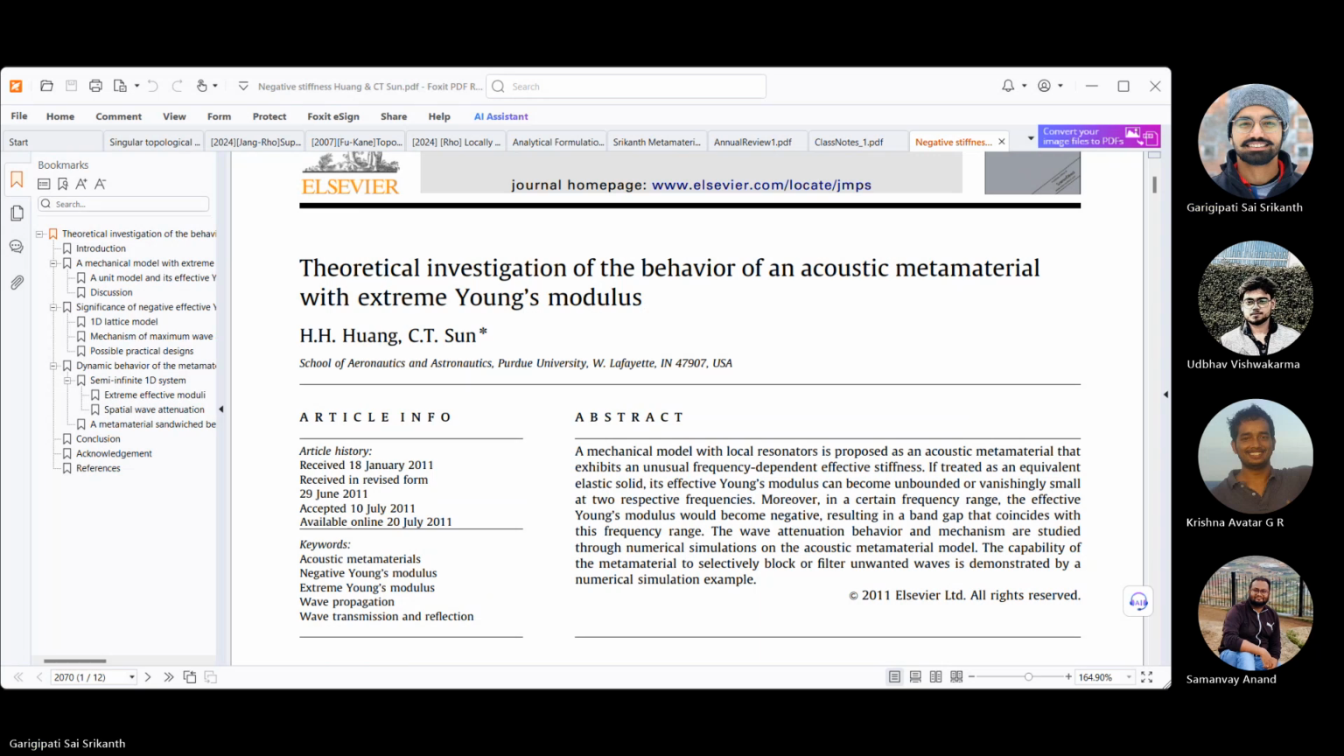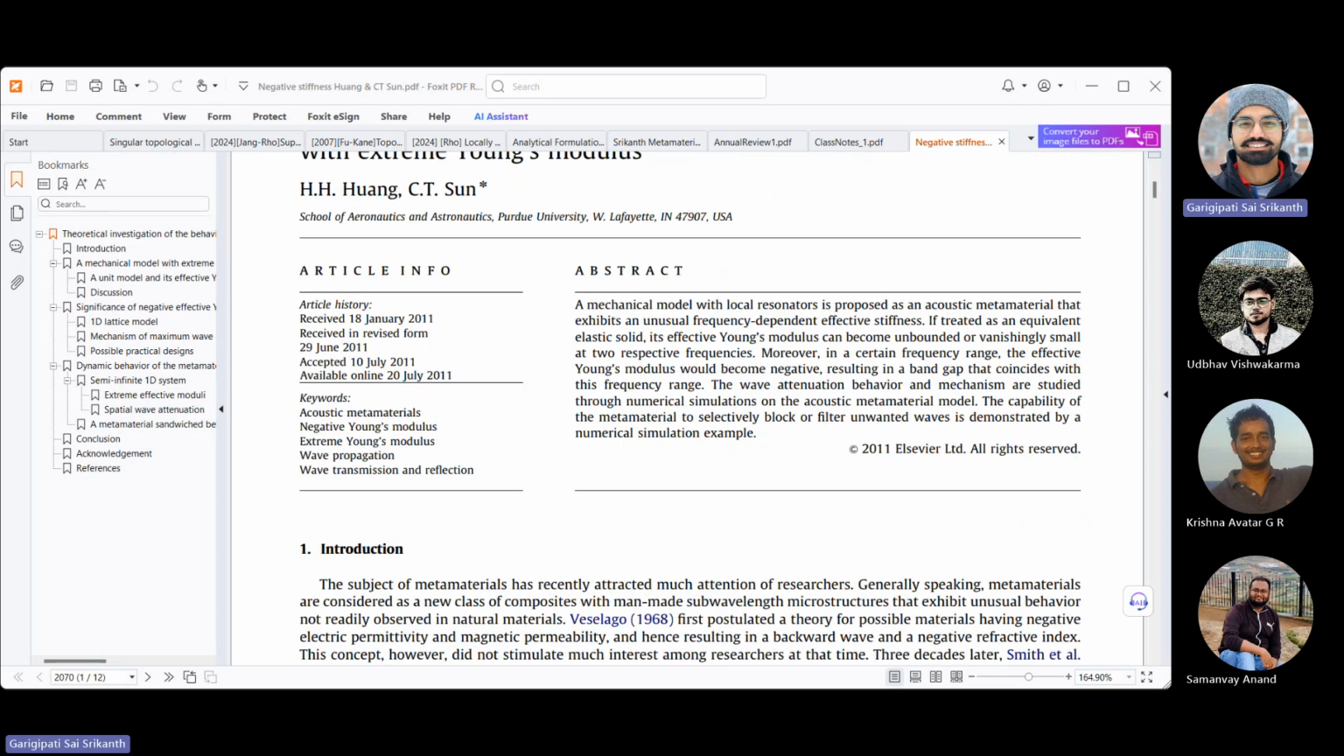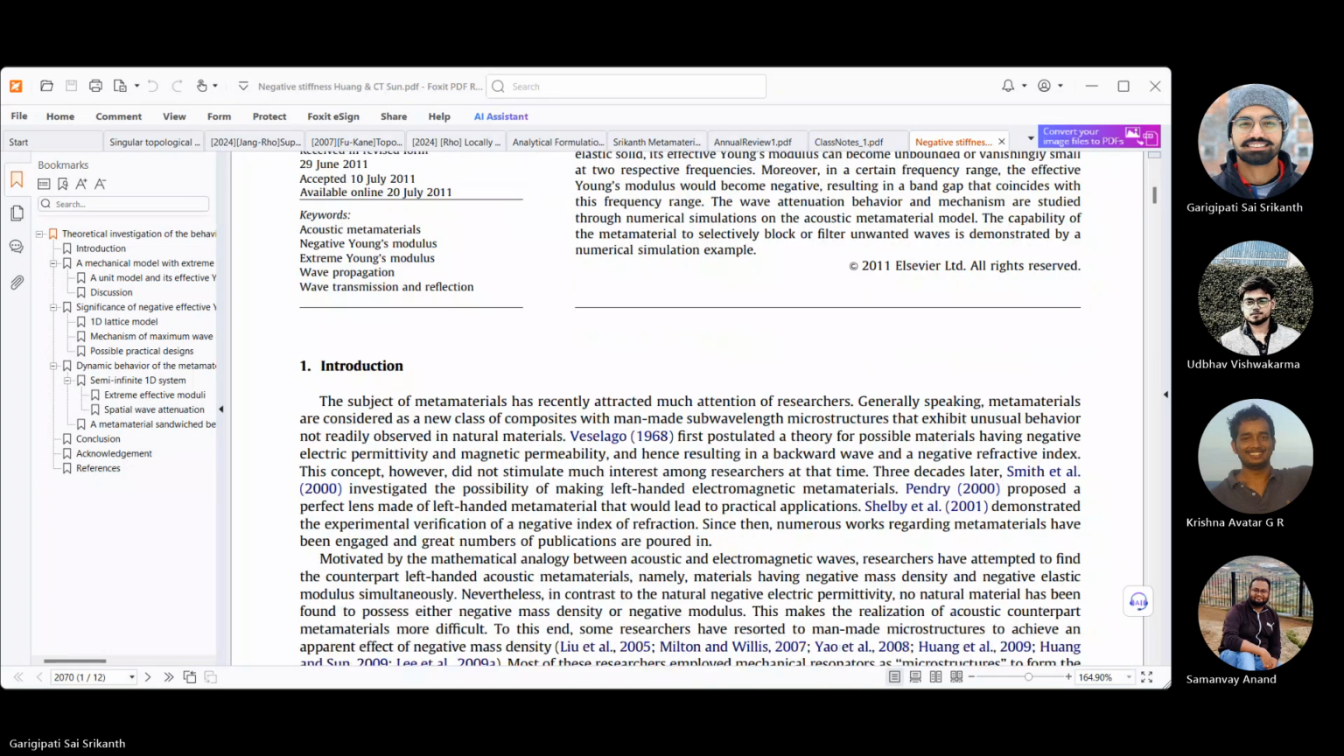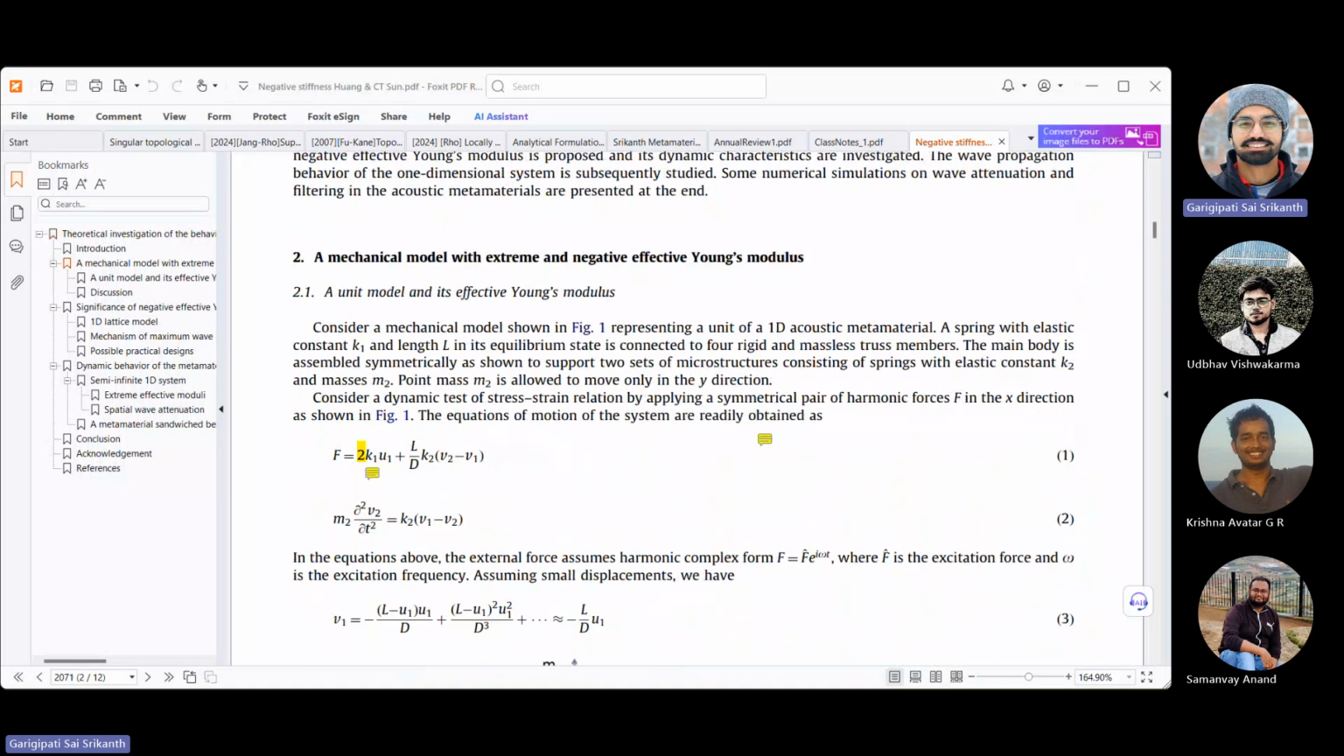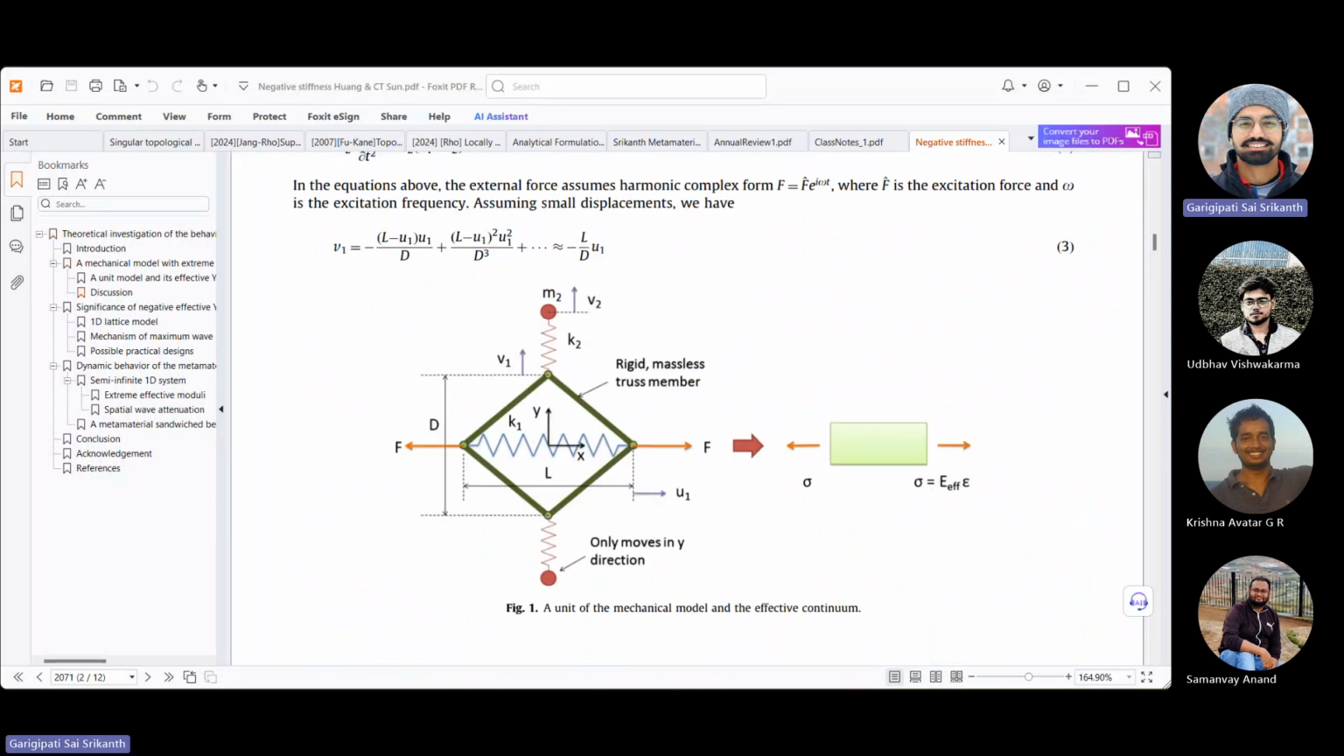Later we'll find out that the lateral local resonance that we're referring to is the same system that gives you negative effective stiffness, and the standard local resonance gives you negative effective mass. So look, it's a very foundational paper if you want to understand effective stiffness.